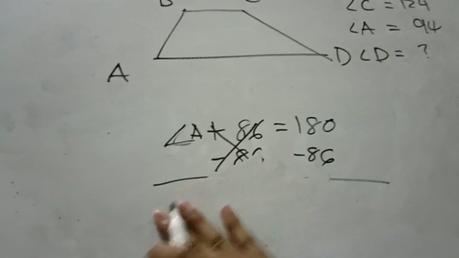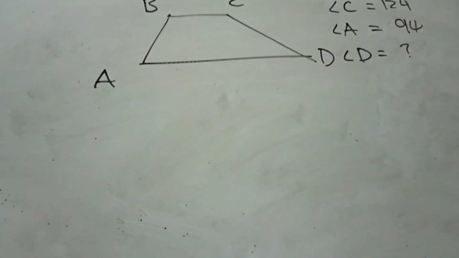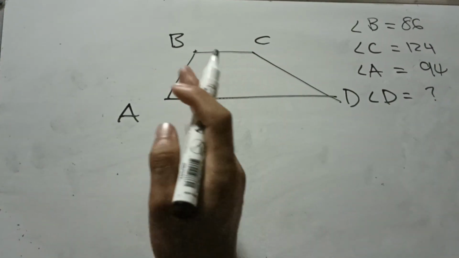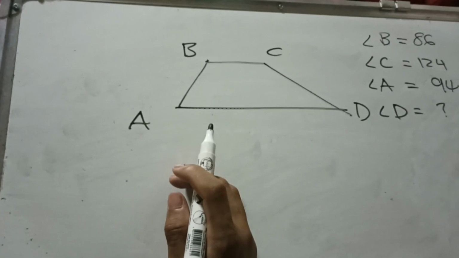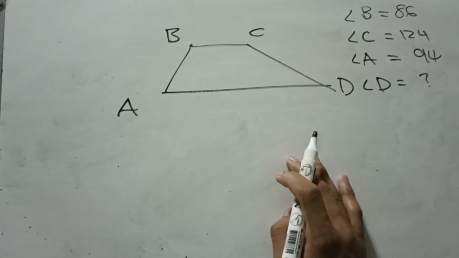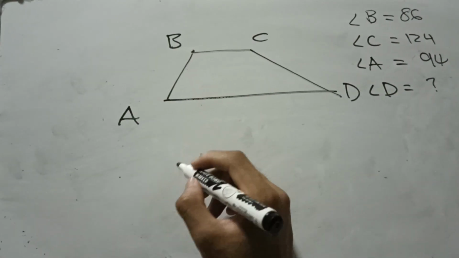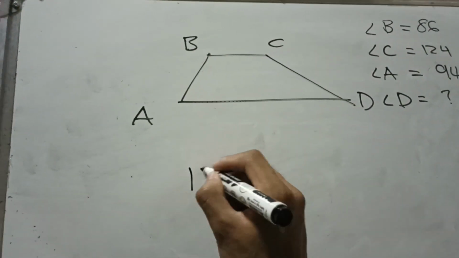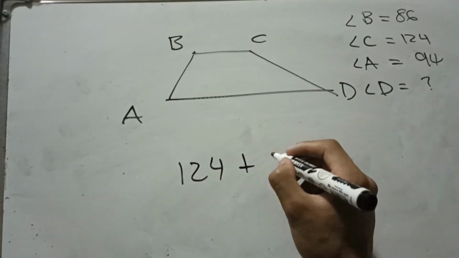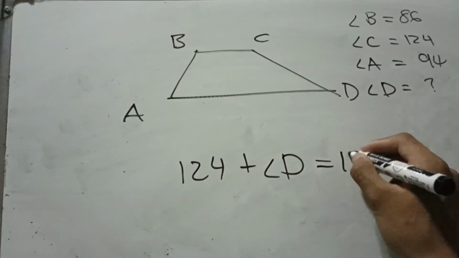Now, let us solve for angle D. The same goes for angle A and B: if you add them together, it will be 180. Same goes for angle C and angle D. If we add them together, it will be equal to 180. So we can also write that as angle C, which is 124, plus angle D, which is unknown, so we write it as angle D. And if you add them together, it will be equal to 180.